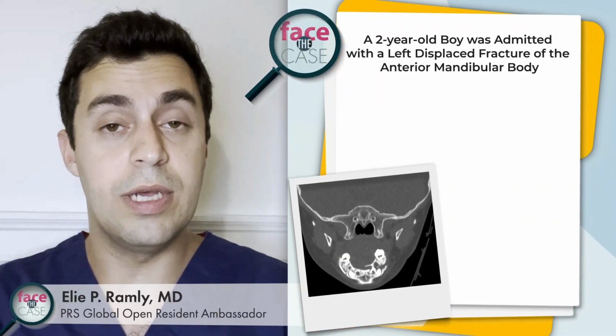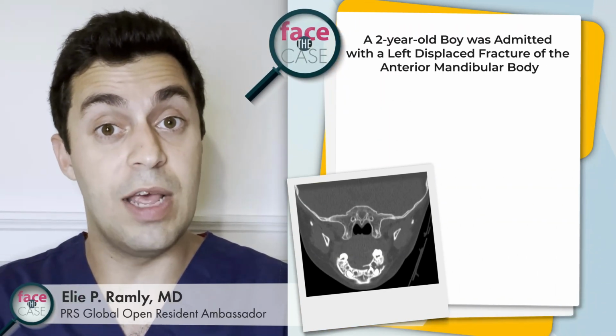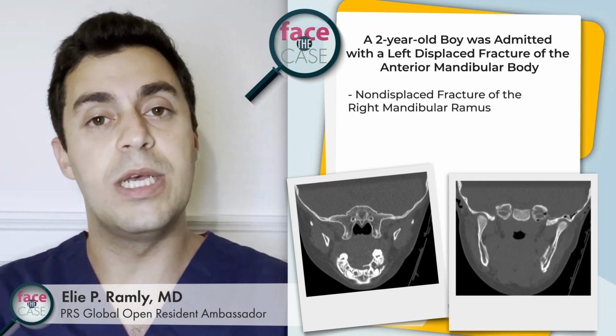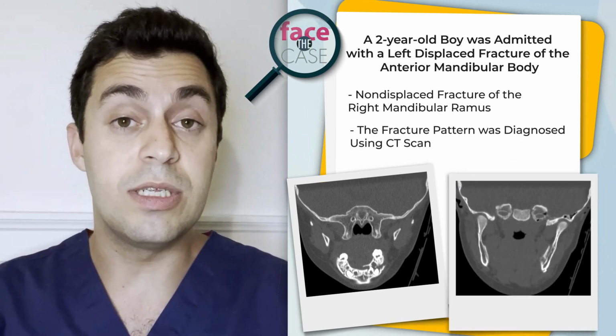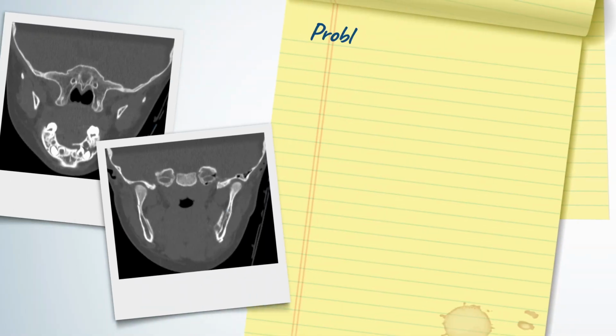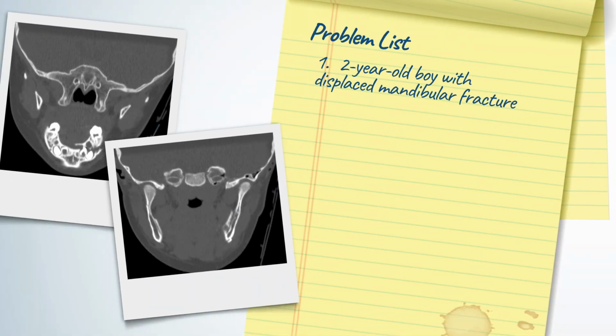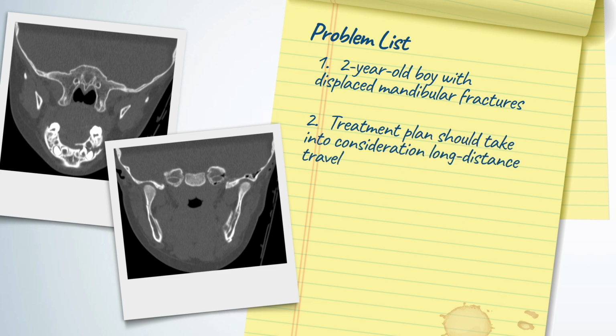A 2-year-old boy is admitted with a displaced fracture of the left mandibular body and a non-displaced fracture of the right mandibular ramus. The diagnosis is made with CT scan imaging. So this is a 2-year-old boy with displaced mandibular fractures, and the treatment plan should take into consideration long-distance travel. How would you face the case?